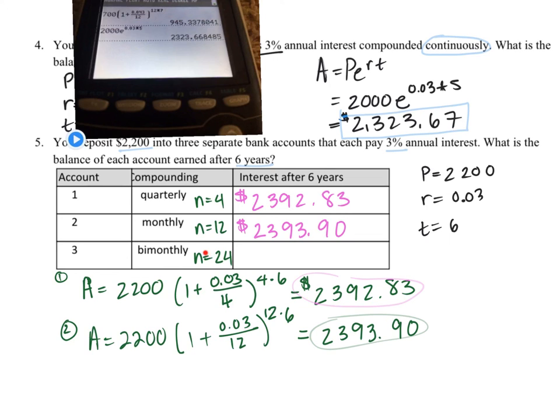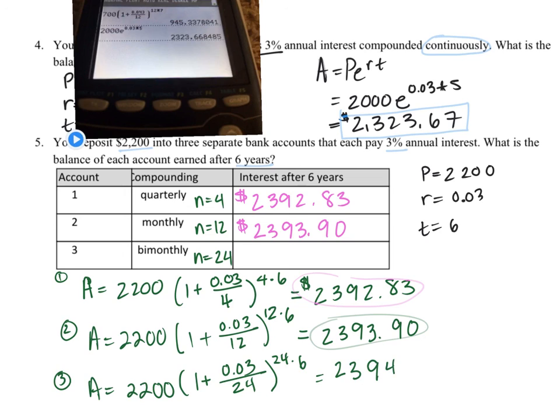And then this one is bi-monthly. So we're going to be plugging in 24 into the n now. But everything else is going to stay the same. So that's going to be 24. 24 times 6, which is going to give me $2,394.17 if I plug this in the calculator. So that's how much money I made.